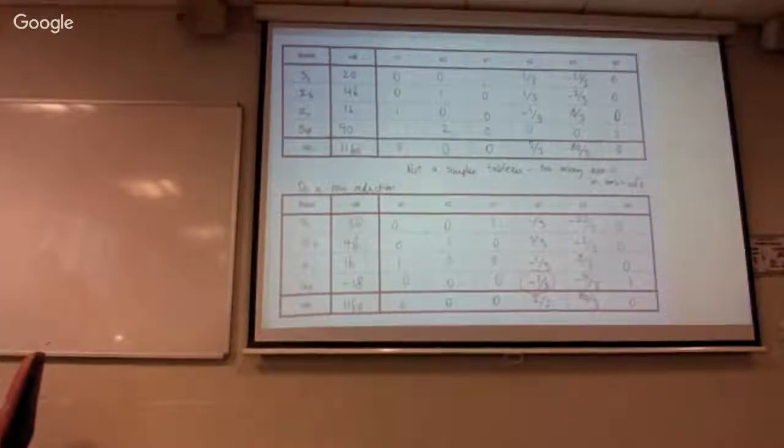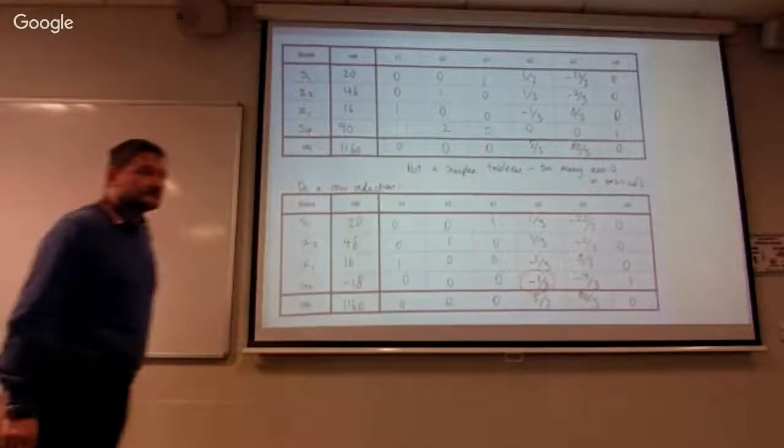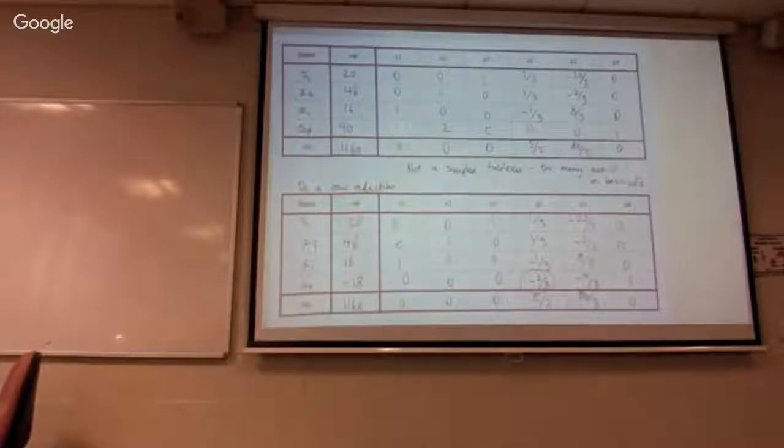Any questions about dual pivoting? Sorry, not dual pivoting. I mean, any questions about adding a new constraint?